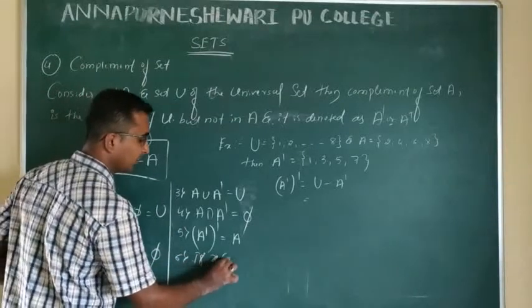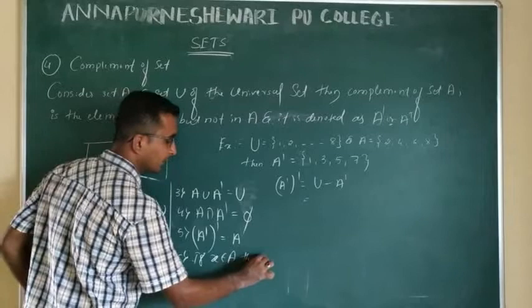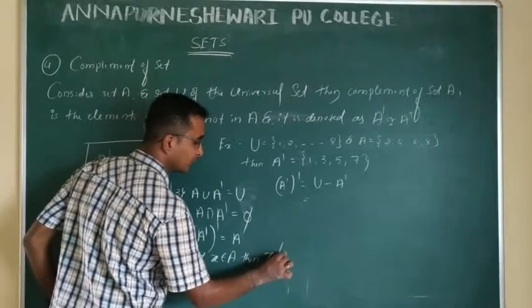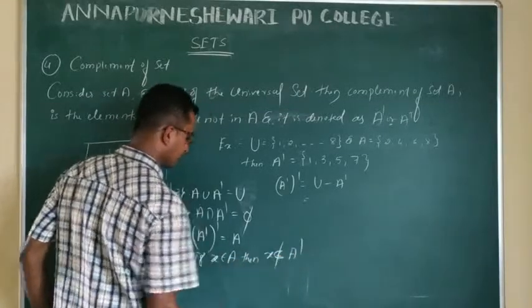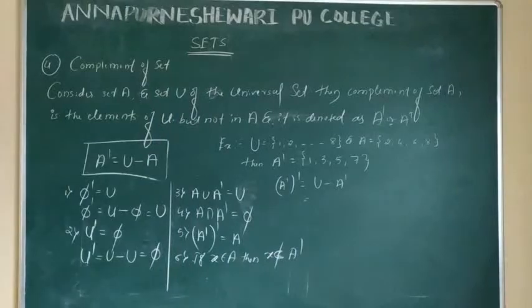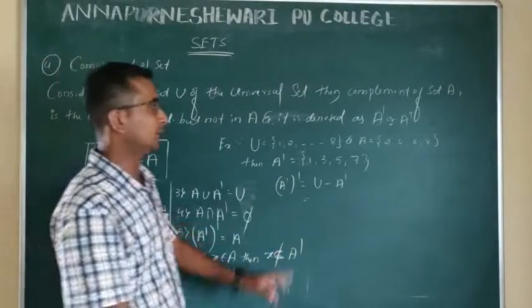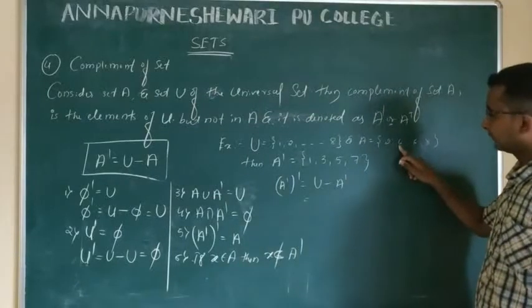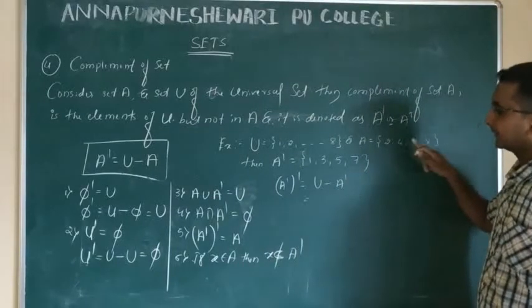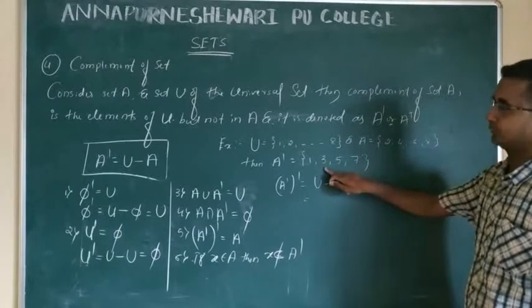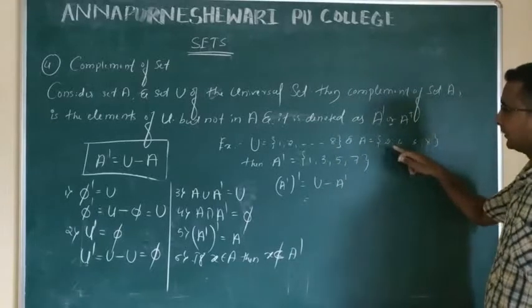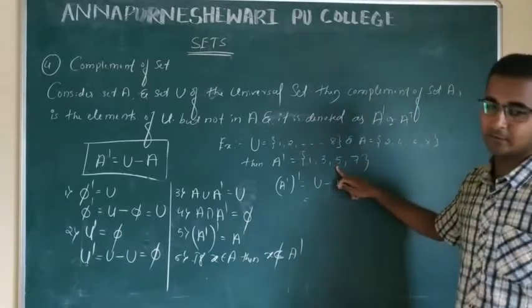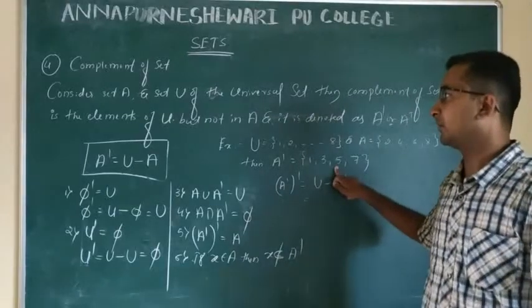Then if x belongs to A, then x does not belong to A dash. If x belongs to A, note that I have taken one element. From the set A, if I take the 4, whether the 4 is present in the A dash, no. Therefore, if x belongs to A, then x does not belong to A dash. This is the actual meaning of this.